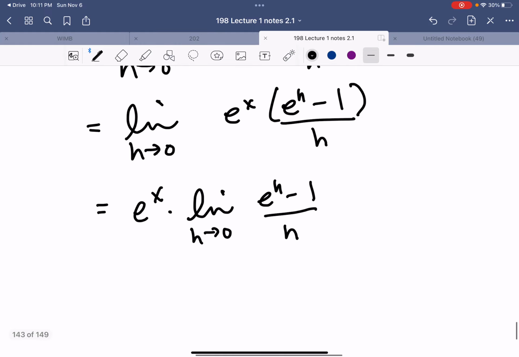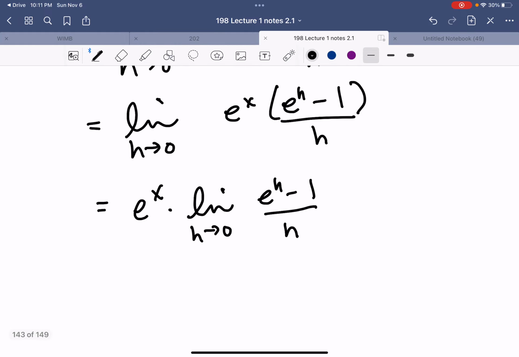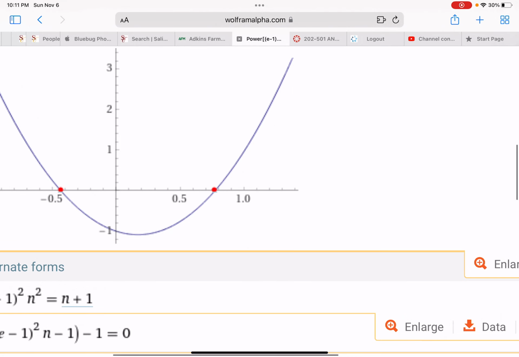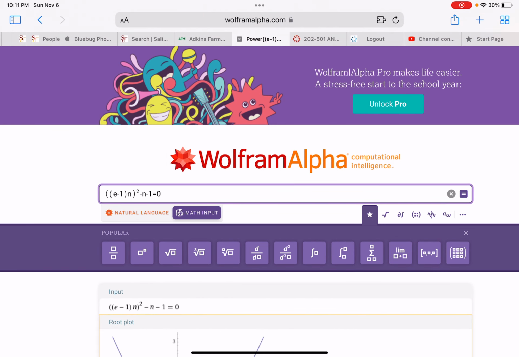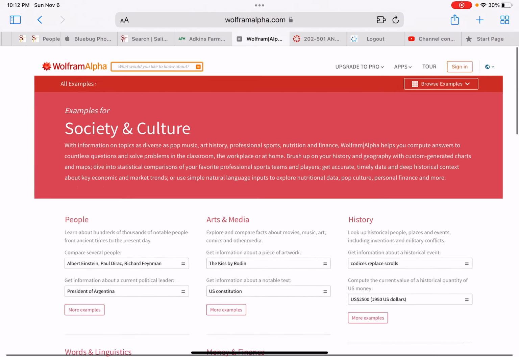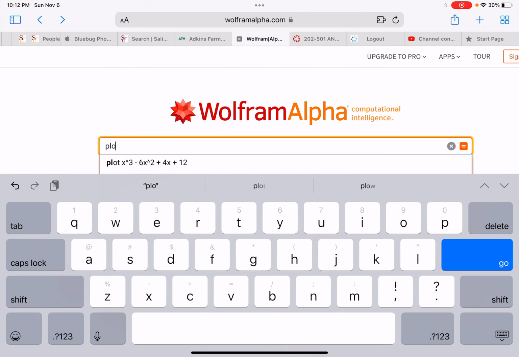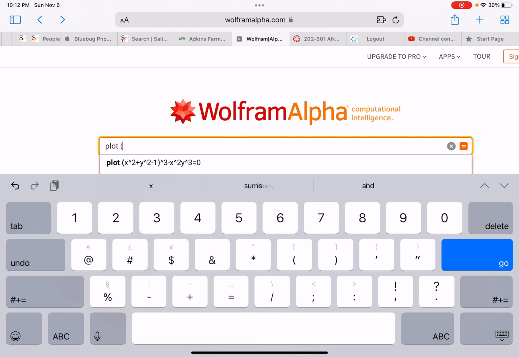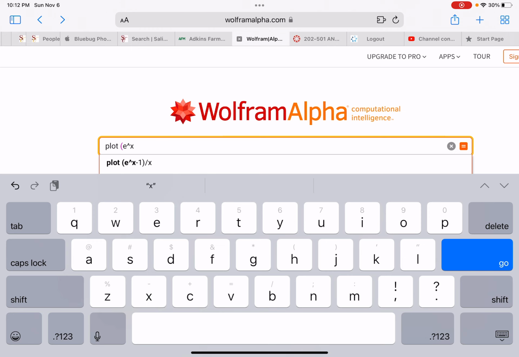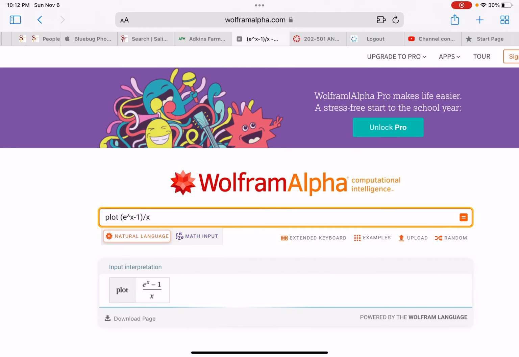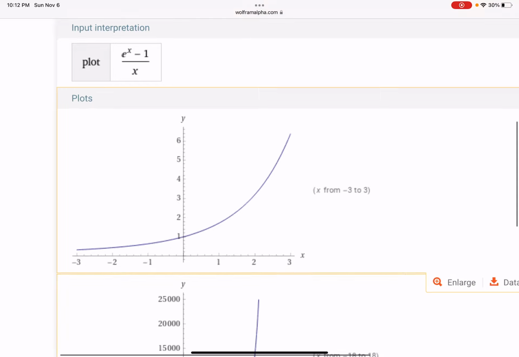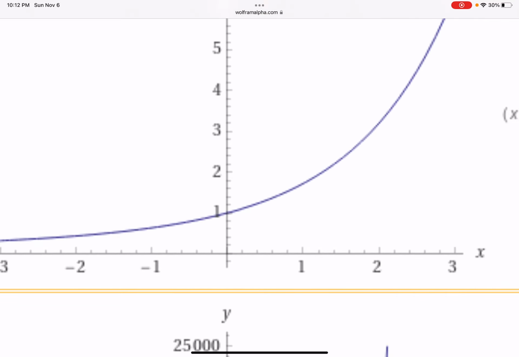And this, let's take a quick peek at the graph of this. So if we go to Wolfram Alpha and we graph that function, let's ask it to plot e to the x minus 1 over x. And if we plot that and look at the limit as x goes to 0, right, because my x's are in my h spot, you can see it crosses right at 1.